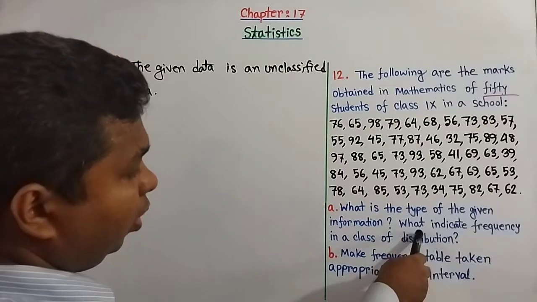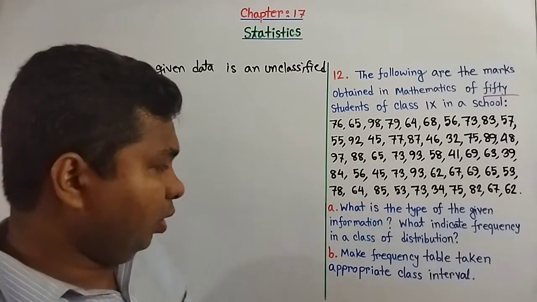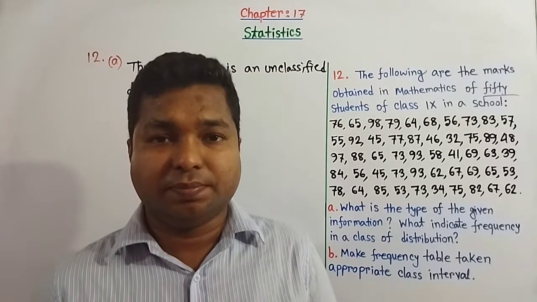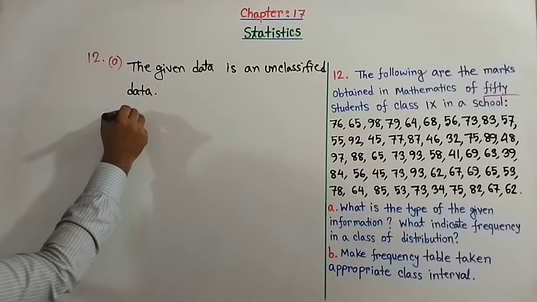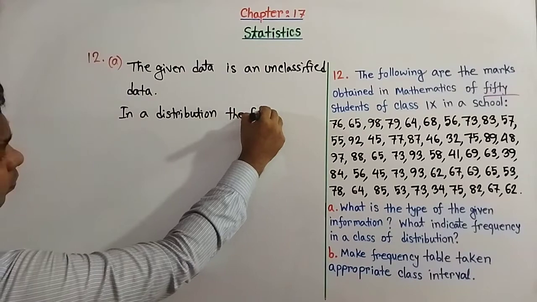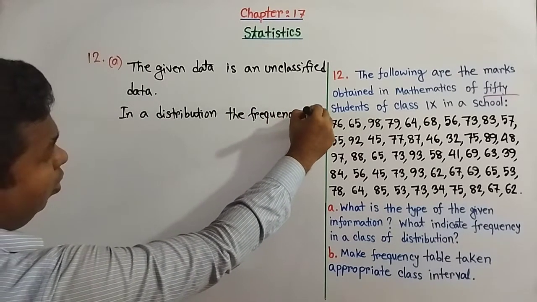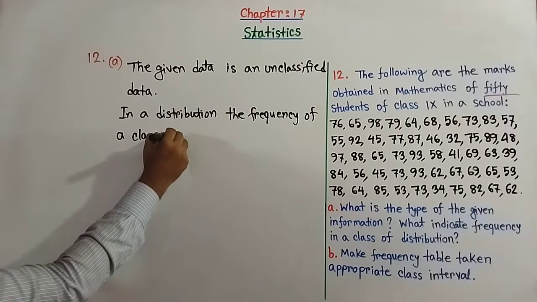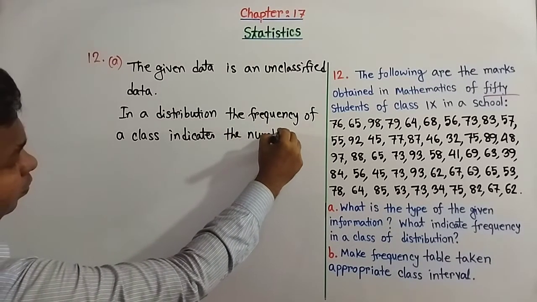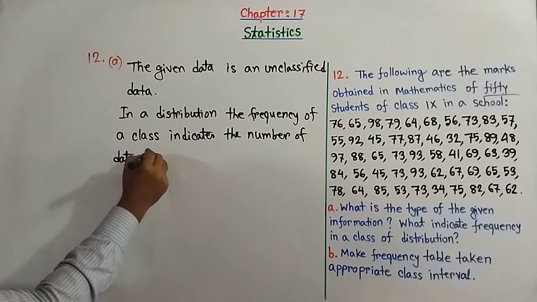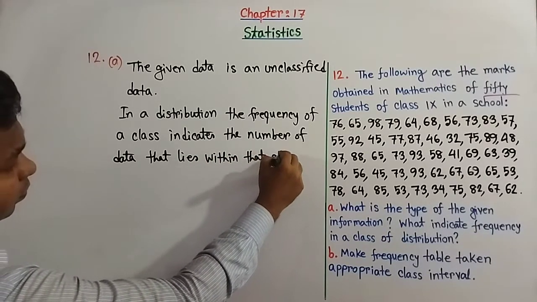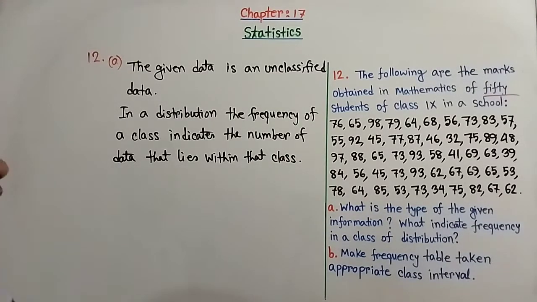Now we have another question: what does frequency indicate in a class distribution? We know in a distribution the frequency of a class indicates the number of data that lies within that class. So our answer is, in a distribution the frequency of a class indicates the number of data that lies within that class. So this is our answer to the question.